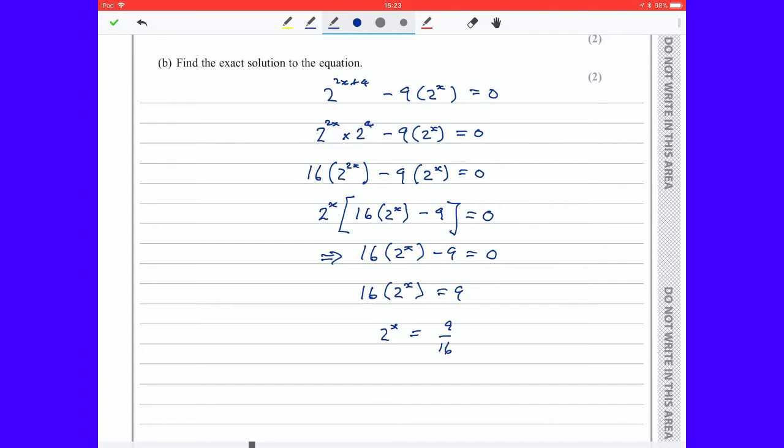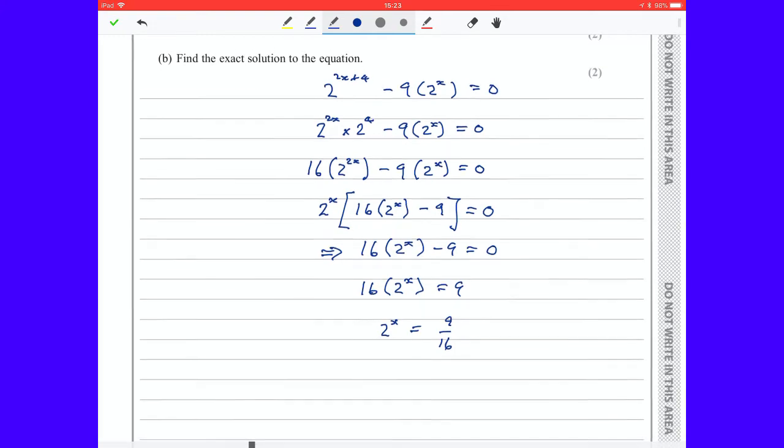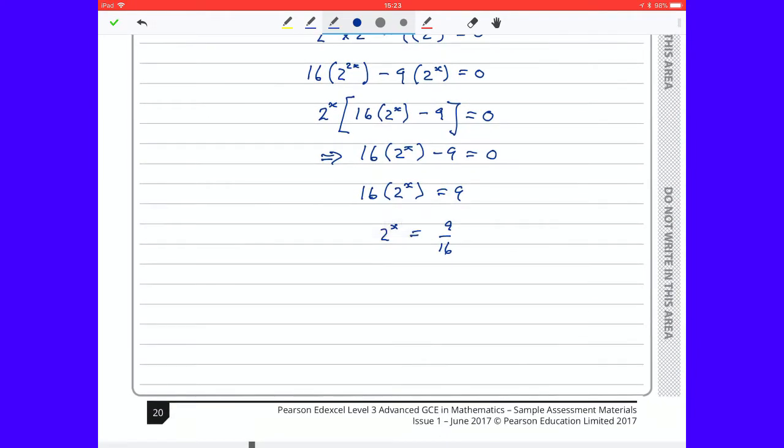Now what we need to do now is take logs of both sides. Which base should we use? It doesn't matter. As long as we're consistent, we could use base 10, we could use base e, or any other base. So I'm going to say the log of 2 to the x is equal to the log of 9/16. And I'm not specifying the base because it could be any base.